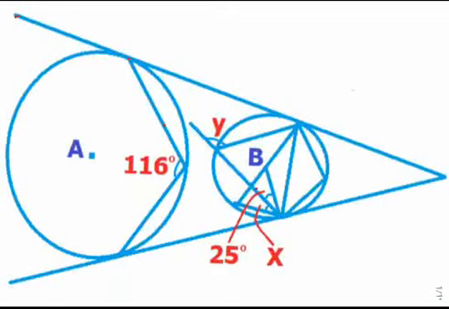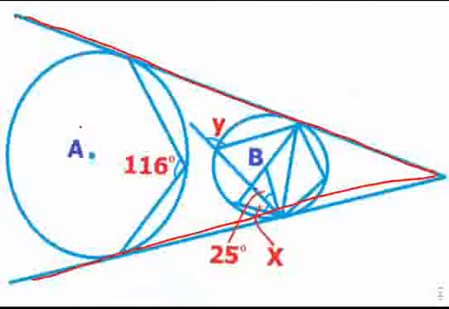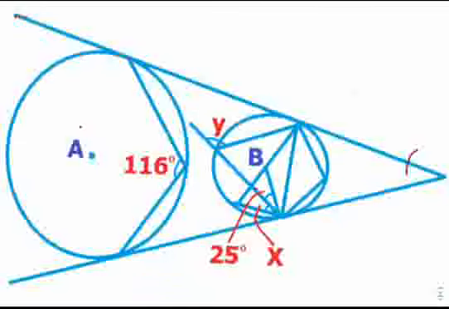We are given two circles with centers A and B. We are also given two tangents. The two tangents touch the two circles and they both meet here. So how do we use the information provided to get angle X and Y?